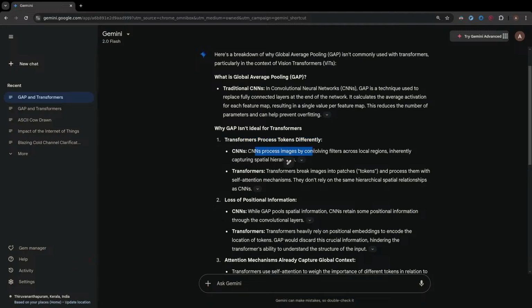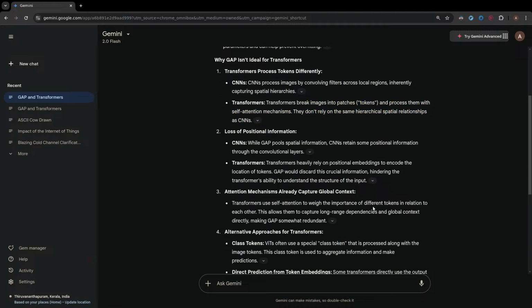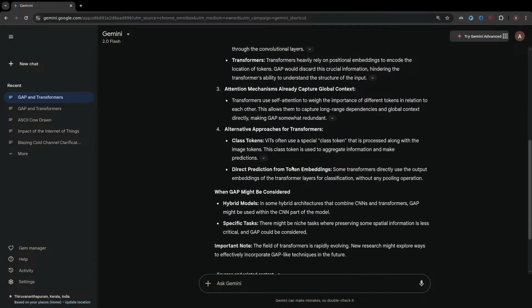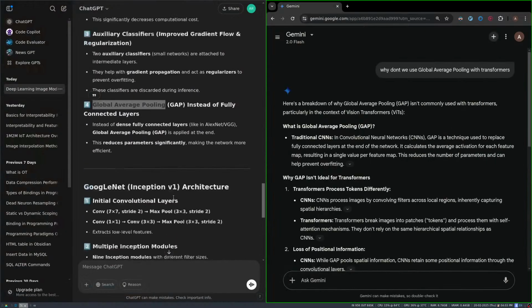CNNs process images by convolving filters, inherently capturing spatial hierarchies. Transformers break images into patches, tokens, and process them with a self-attention mechanism. They don't rely on the same hierarchical spatial relationships as CNNs. Okay. Loss of positional information. While GAP pools spatial information, CNNs retain some positional information through convolution. Transformers don't. Okay, you just can't use it. Okay, cool. I'm fine with that.